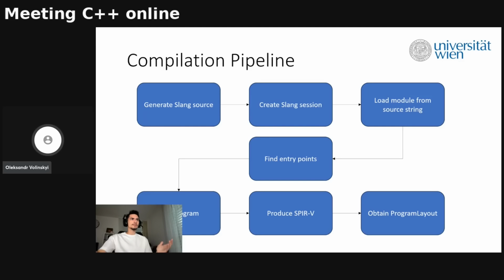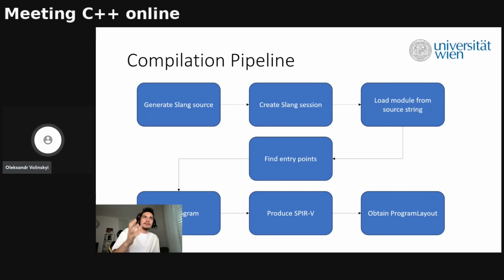First the system creates a Slang session. That's the first thing that happens. Then it loads the generated module from a source string. This is important because the shader code does not need to exist as a manually written file on disk or somewhere. It loads the module from the source string, and this source string we got from the Slang factory, so it was generated from the shader request.